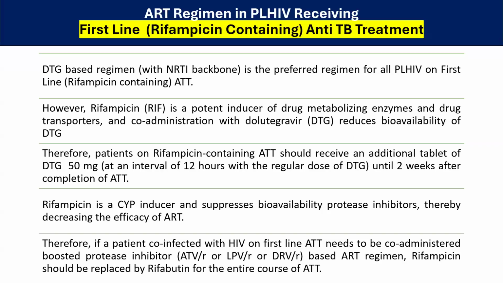Okay. If the patient is co-infected with HIV on first-line ATT and needs to be co-administered boosted protease inhibitor-based ART regimen, then again rifampicin should be replaced with rifabutin for the entire course of ATT. Again, this needs to be discussed with your NTEP officials for the procurement of rifabutin, because SACs will not usually be procuring rifabutin. So it has to be advocated with your NTEP officials at the district level and the state level, in communication with the SACs.